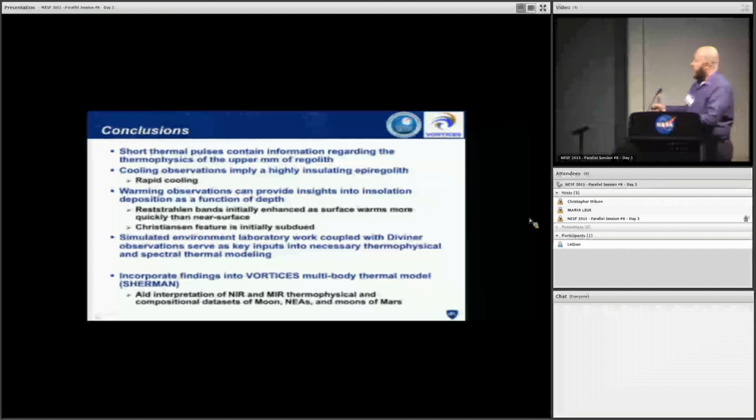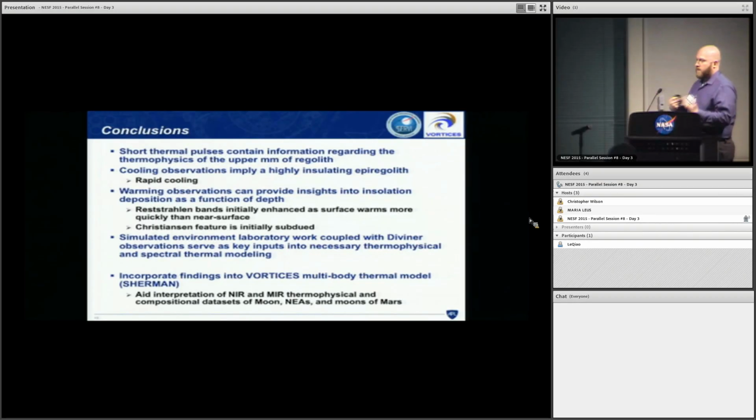So in conclusions, I know we're running low on time, so I'll skip this. This is what I already said, but the bottom line is that this study we want to incorporate into the Vortices thermal model, Sherman, which is a multi-body thermal model, and we're taking a lot of lessons we've learned from the lunar thermal models, putting it into this multi-body model, and we'd also like to include this spectral thermal modeling because it could be really important, especially when you're pulling out thermophysical properties of small bodies using near-infrared data. This could really help with that.